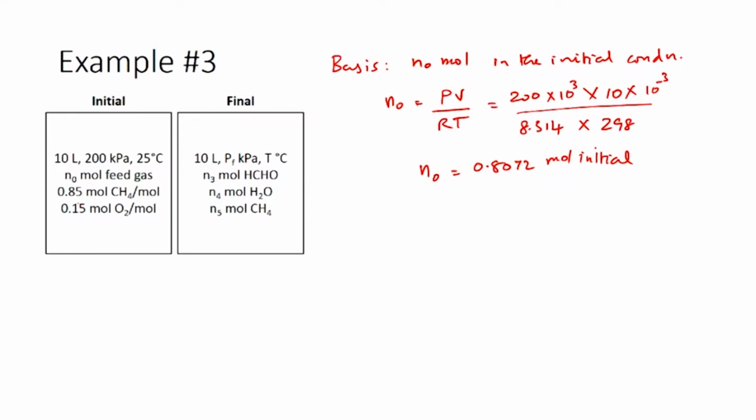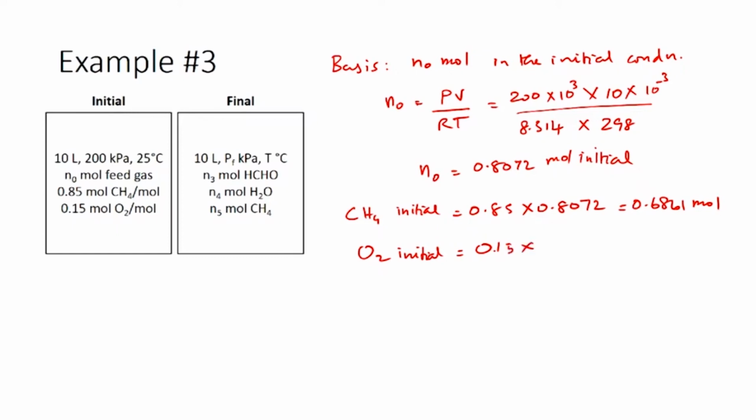So, first thing we need to identify is the number of moles of methane in the initial condition, and the number of moles of oxygen in the initial condition. We know that 0.8072 moles are present as a feed gas mixture. So, methane initial would be equal to 0.85 times 0.8072, which is 0.6861 moles. Oxygen in the initial condition would be equal to 0.15 times 0.8072, which is 0.1211 moles.